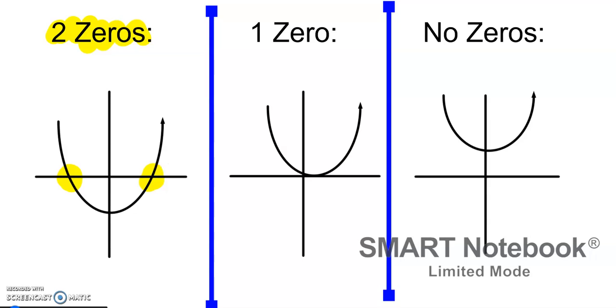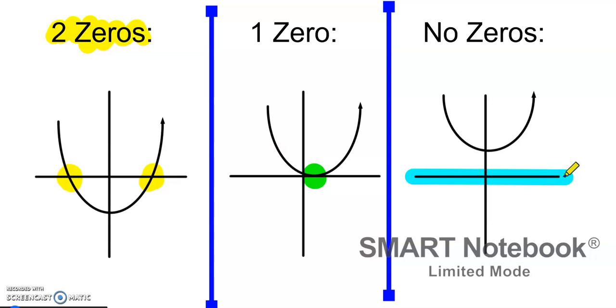If you look at the 1 zero, notice that it only goes through the x-axis at one spot. So this function right here would have 1 zero. And notice how in no zeros, I can highlight the entire x-axis and the parabola does not hit it, meaning that this function will have no zeros.